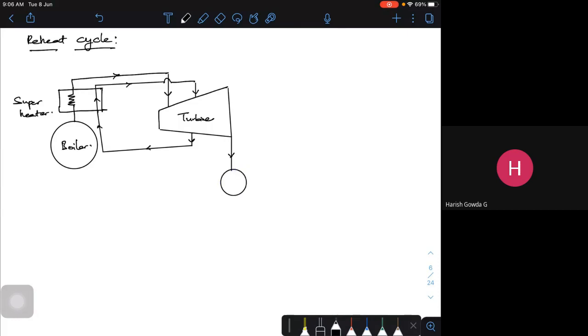This is a condenser, where we circulate the feed water. And then this will come back to a pump. I have a small pump here, and this is connected to your condenser. A simple schematic diagram will look something like this.